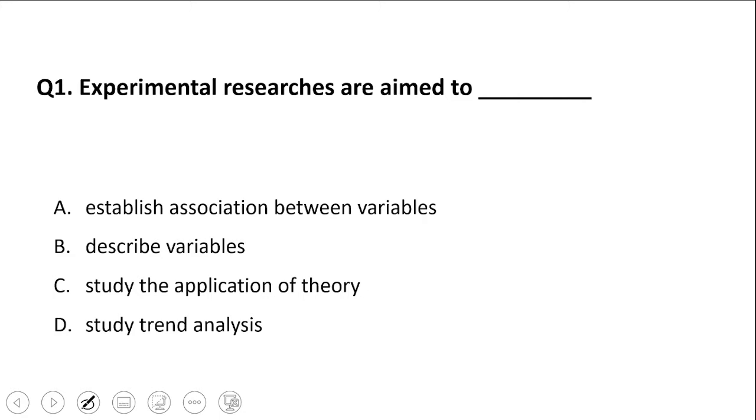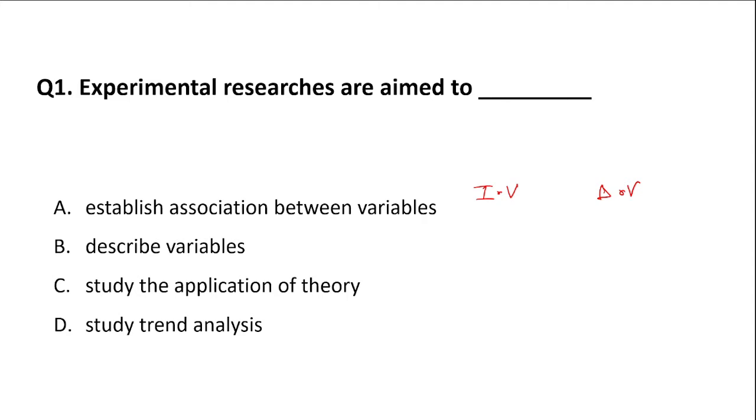Our first question is, experimental researches are aimed to. So here in this question, we have to find what is the aim of experimental research. So let's see options one by one. Option A, establish association between variables. So here experimental research or experimental method is based on two variables. These are independent variable and dependent variable.